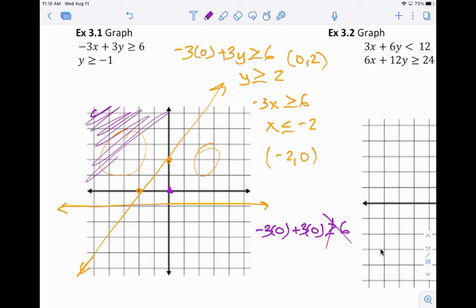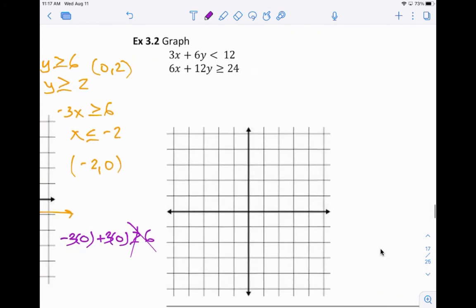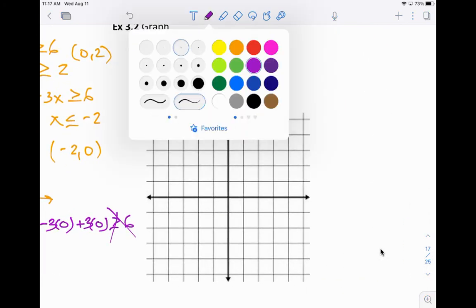I don't really need to test another one, but I can if I want to. I could test a different point in the other zone, and I would get something that is true. Okay, so there is my finished product. All right, let's do this next one here.